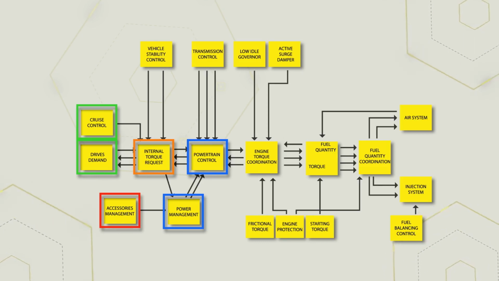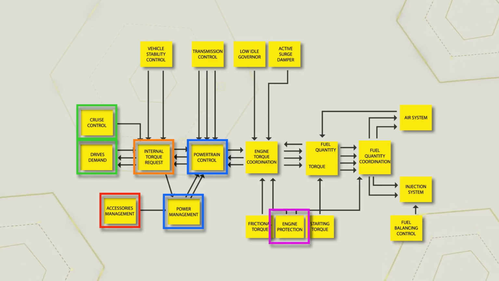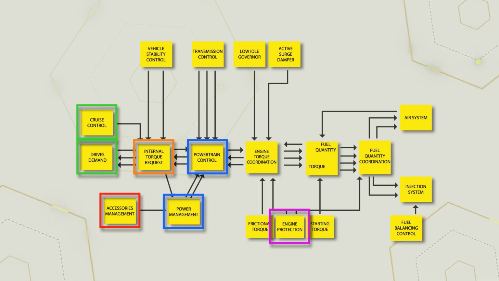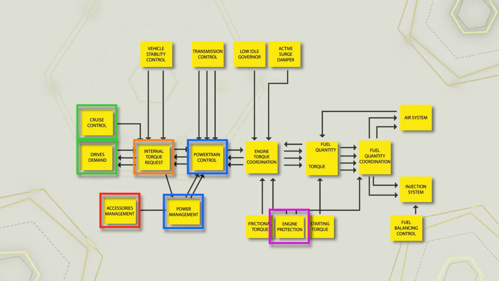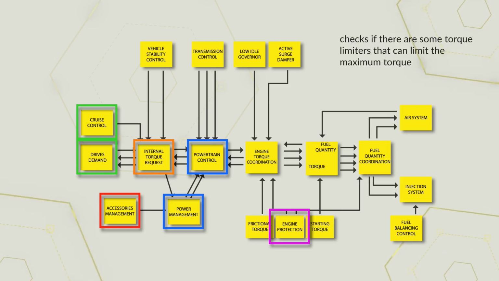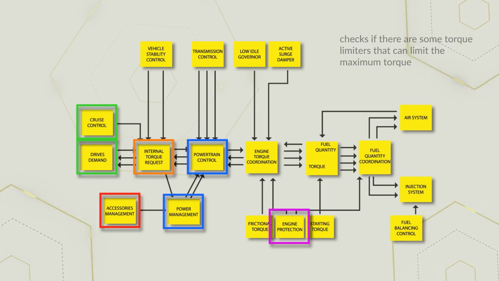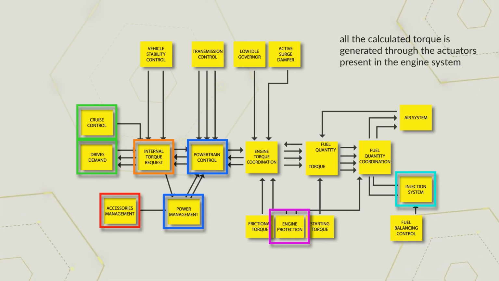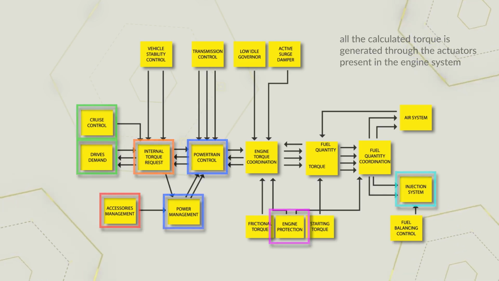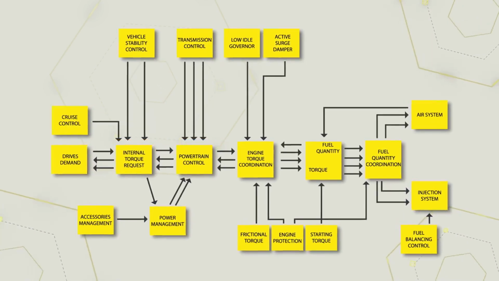5. The ECU calculates the torque lost due to friction, the torque needed to maintain at idle the engine RPM, and checks if there are some torque limiters that can limit the maximum torque. 6. After this check, all the calculated torque is generated through the actuators present in the engine system, such as injection and air control.